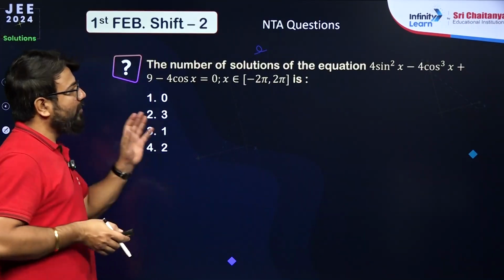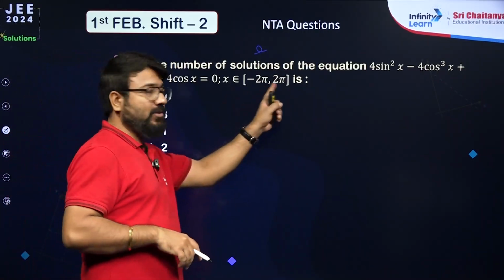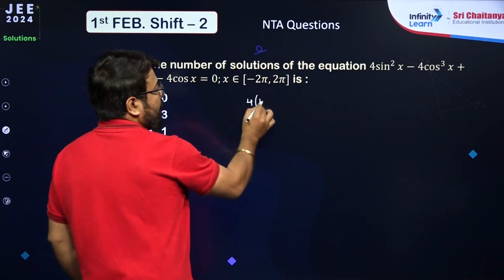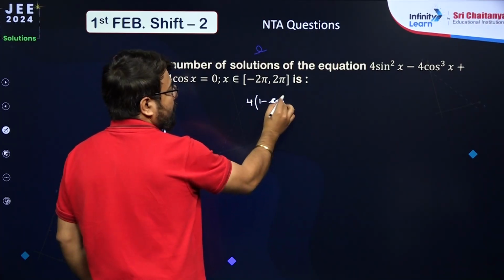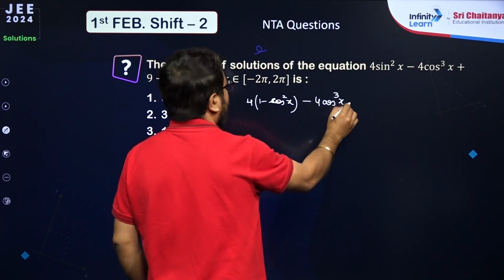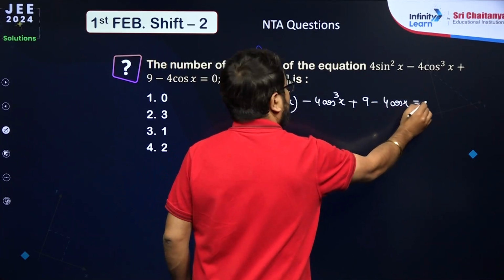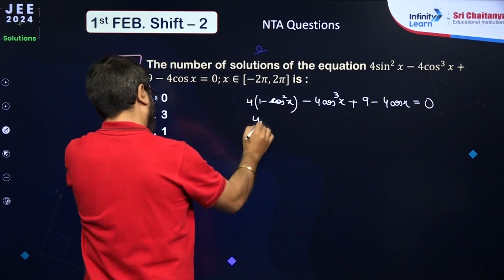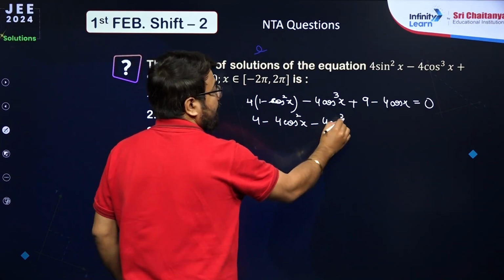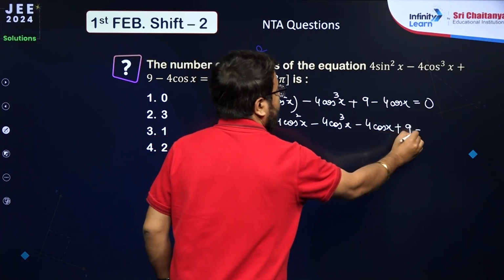Moving ahead to the next one, number of solutions of this equation. My dear students, we want to get the solution between −2π and +2π. How to do this? We have 4 sin²x. This sin² is converted to 1 − cos² to bring everything into the same function. Then we have 4cos³x, then plus 9, and then minus 4cos x, and that is equal to 0. So here it is 4 − 4cos²x, then 4cos³x, and then −4cos x, and then +9 equals 0.